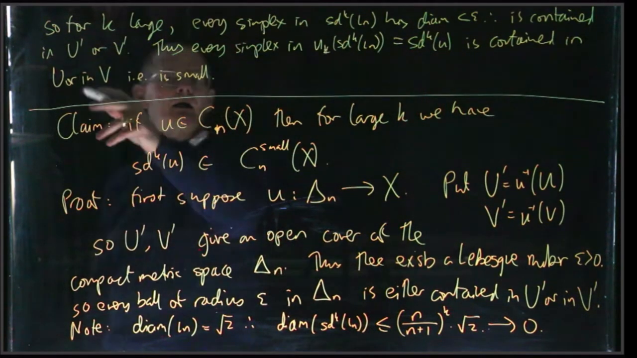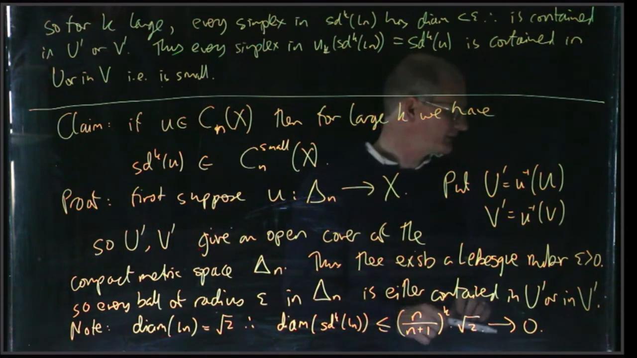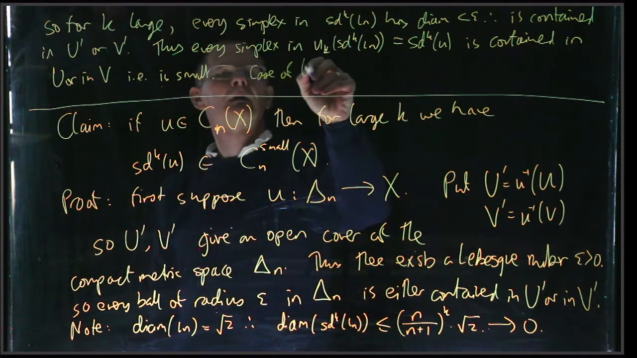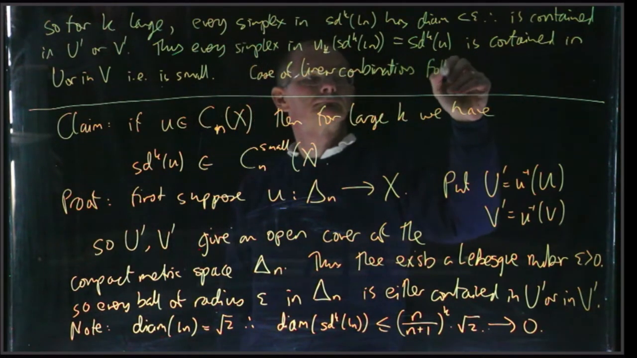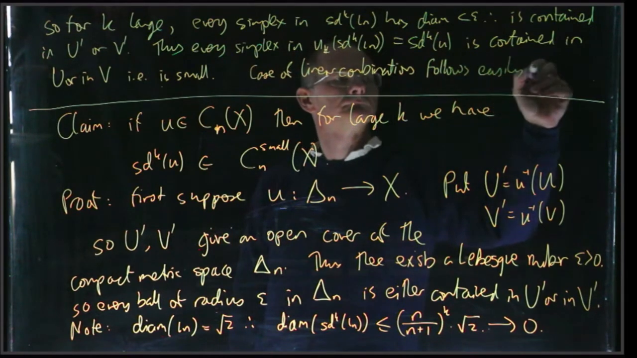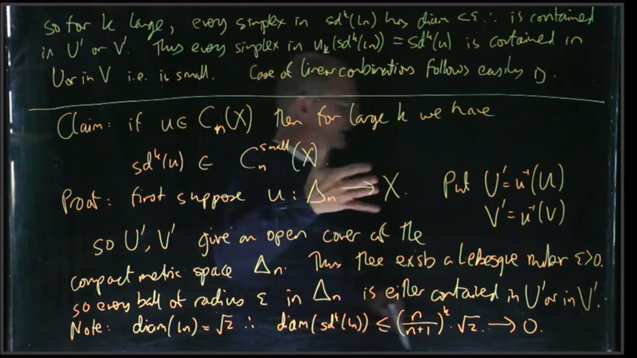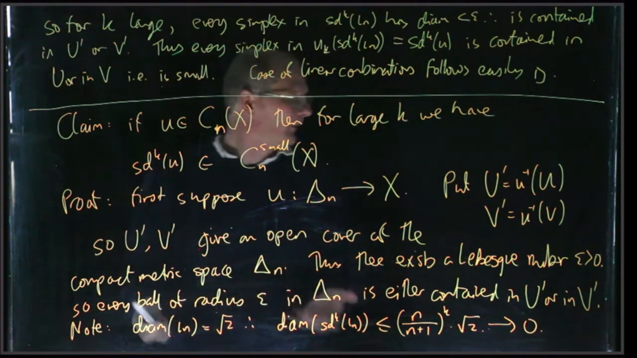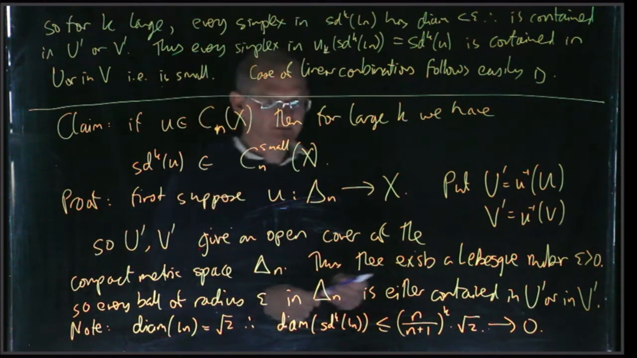So if we start with just a single map u from delta n to x, and you subdivide it enough times, then it will become small. In the general case, where you've got an element in CnX, it's a linear combination of maps like this, and you subdivide each one enough times, then it will become small. So if you subdivide the whole thing enough times, then each of the individual terms will become small as well. This proves what we said: if you subdivide a thing enough times, then it becomes small.